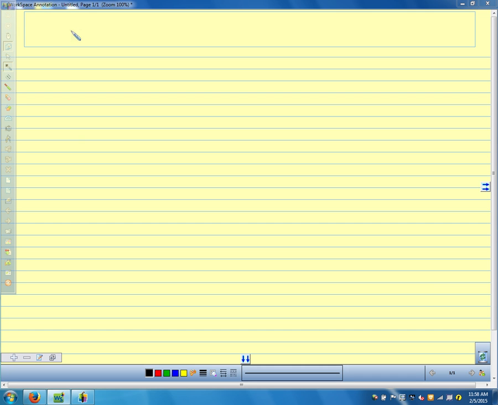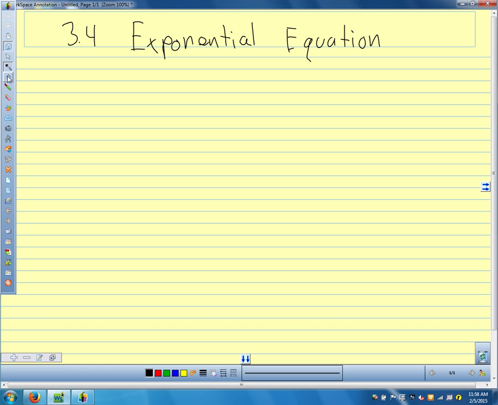So we're in section 3.4, and we're going to solve exponential equations. This section is not on the quiz tomorrow. So the quiz only goes through what we covered through Tuesday.